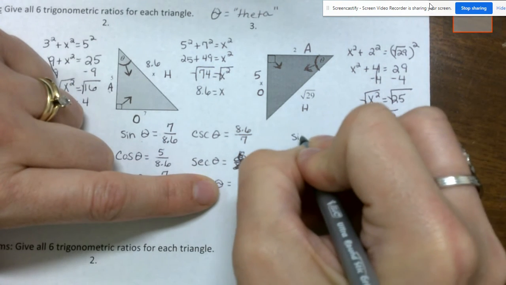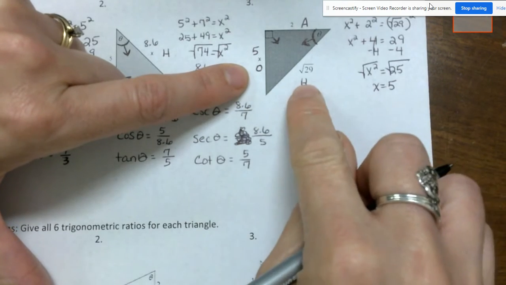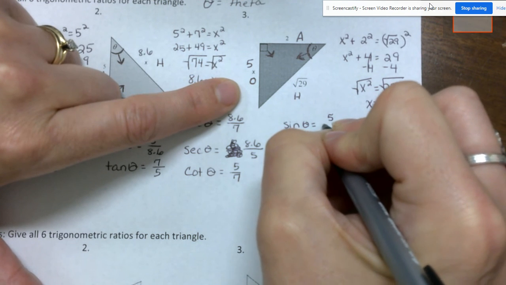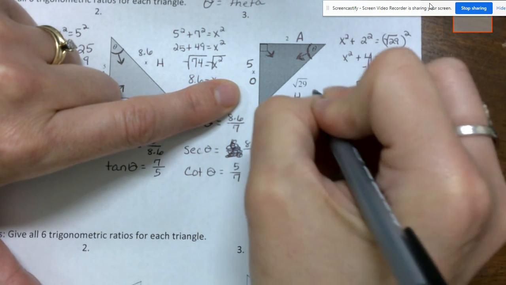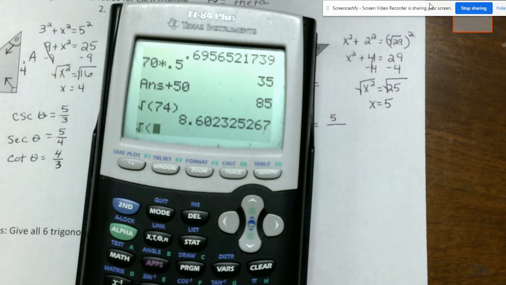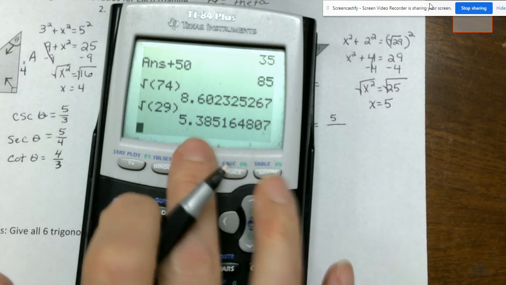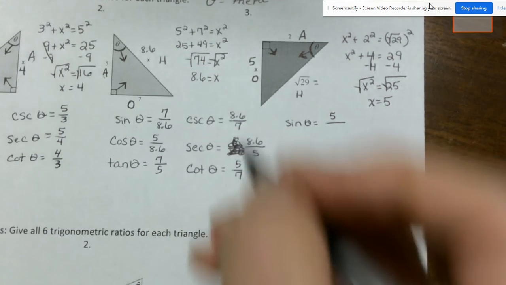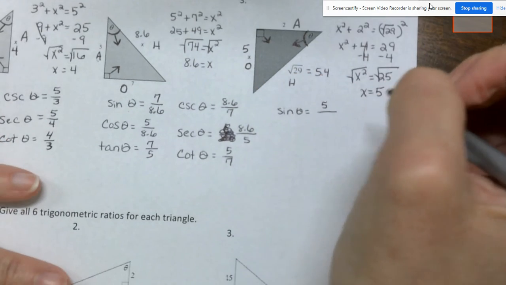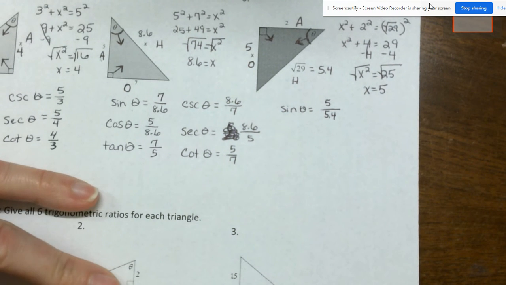All right. Sine theta, that's opposite over hypotenuse. So that's going to be 5 over, and I don't know, let's go ahead and convert that to a decimal. I'm going to do the square root of 29. Let's convert that to decimal. Okay, it's going to be 5.4 if we round. So let's make this 5.4. So this is going to be 5.4 now. Sine of theta is 5 over 5.4.